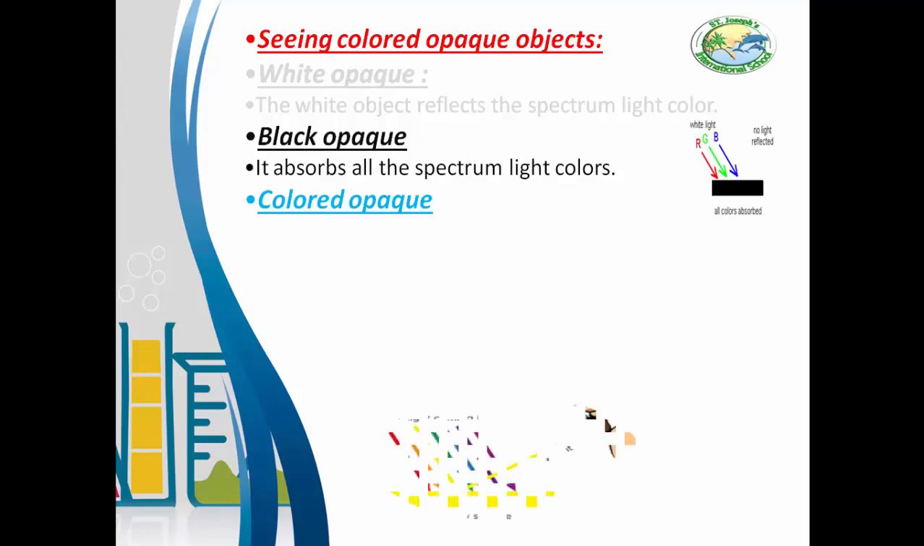What about the colored opaque? Can you see this colored surface? It's a yellow surface. When white light falls on it, it absorbs all the colors and reflects its own color. So the colored opaque absorbs all the light colors and reflects its own color. So the difference between transparent and opaque: if the object is colored transparent, it absorbs all the colors and transmits its own color. If the object is colored opaque, it absorbs all the colors and reflects its own color.